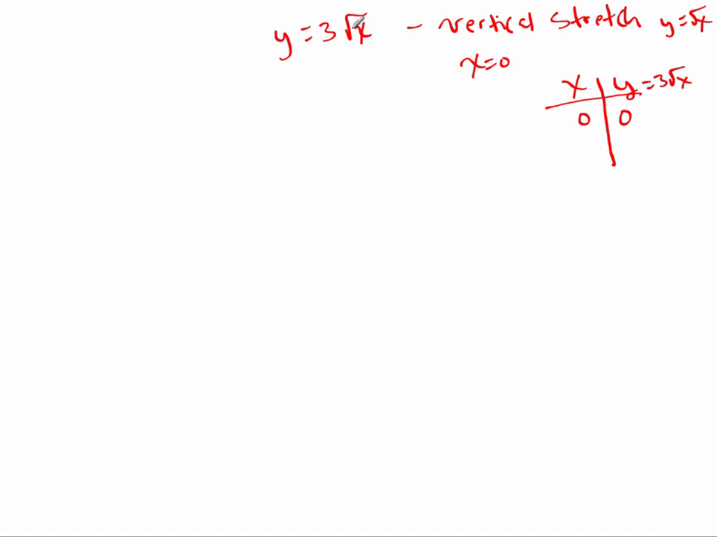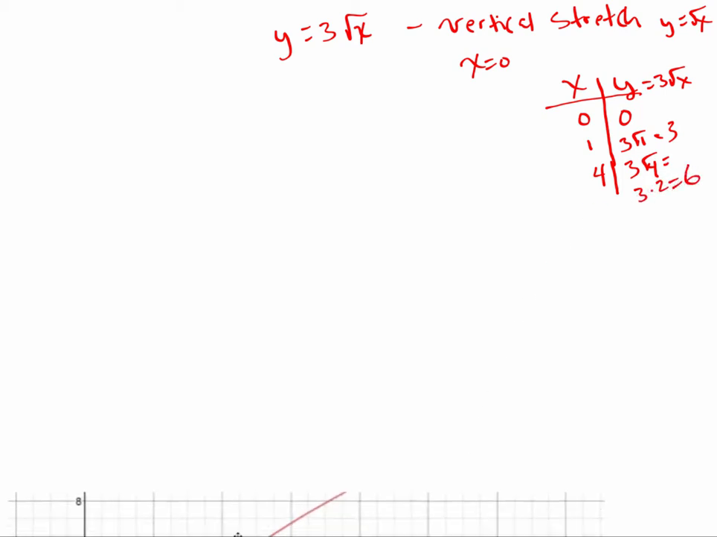Pick another point, and you're going to want to pick points that make this nice and neat. When x is 1, y is 3 times the square root of 1, or 3. And the next one that we have really is 4. So when x is 4, y is going to be 3 times the square root of 4, which is 3 times 2, or 6. So we can graph those points.